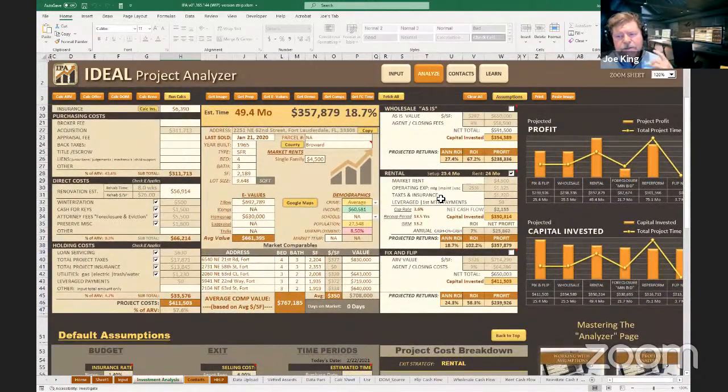But from surface level, looking at this as a rental property, we're looking at a yield of 18.7%. And for a rental property, 18.7% is pretty darn good, especially given that you have 25% operating expenses already calculated in. We can see right here, our operating for management, maintenance, and vacancy is 25%.